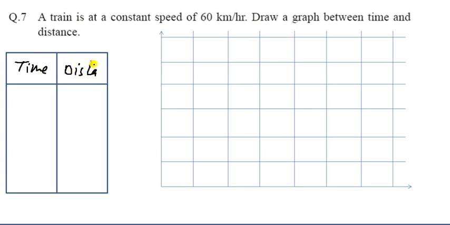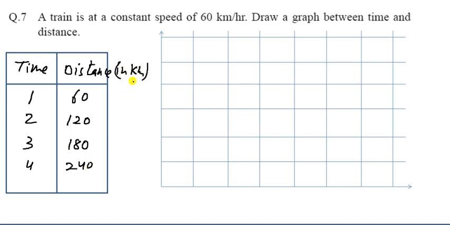Let us see question number 7. A train is moving at a constant speed of 60 km per hour. Draw a graph between the time and the distance. So you have to write here first time, and here distance. In 1 hour it will move 60 km, in 2 hours 120 km, in 3 hours 180 km, and in 4 hours 240 km. Distance in kilometers you can write here.